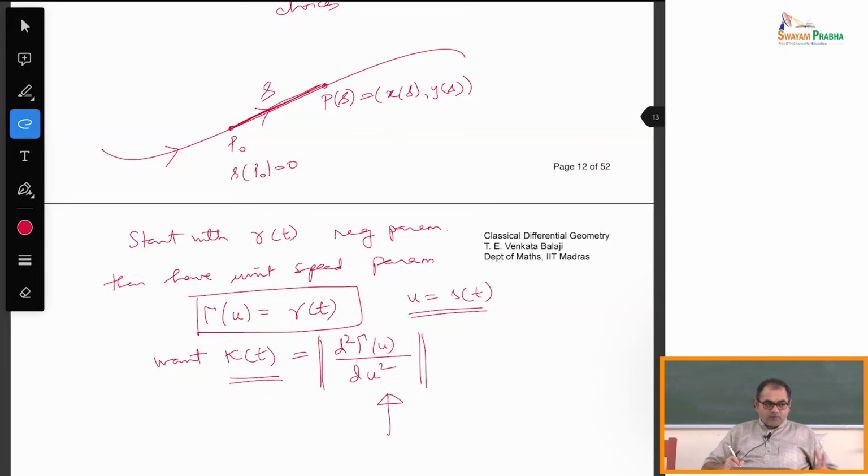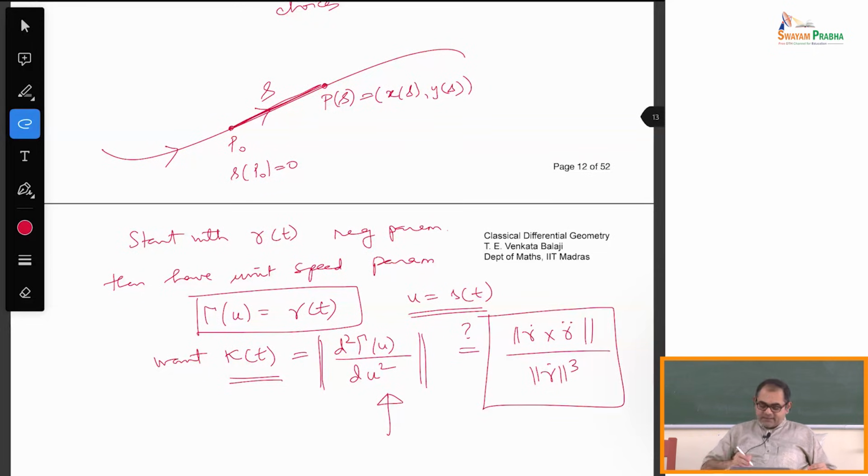And what we want to arrive at is that this is equal to this formula: norm of gamma dot cross gamma double dot by norm gamma dot the whole cube. This formula is useful because you already have this small gamma, so you see, this is easy to compute. Notice that capital gamma is not easy to compute, and therefore this is also not easy to compute. But we are proving this is the same as that.